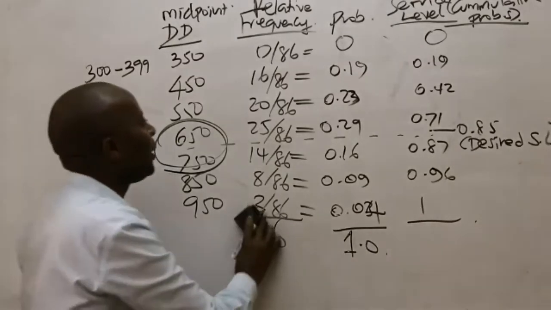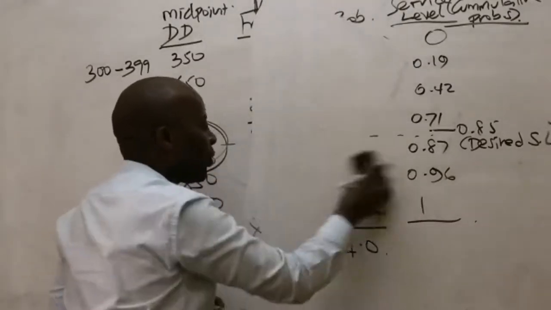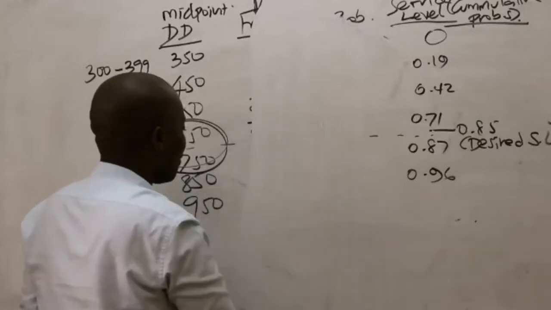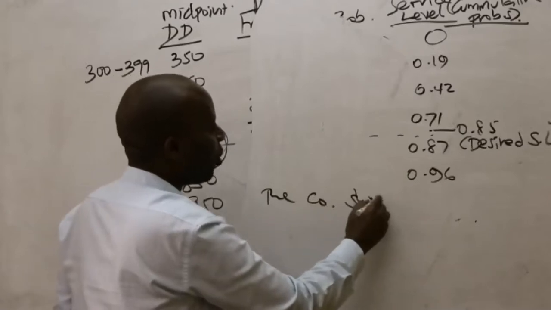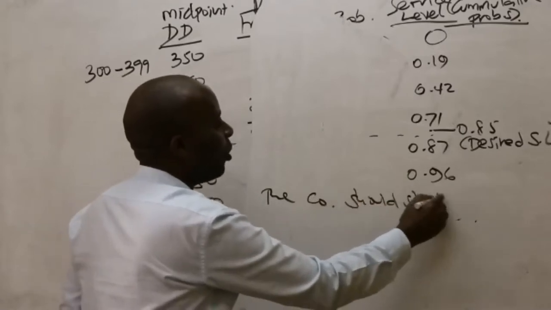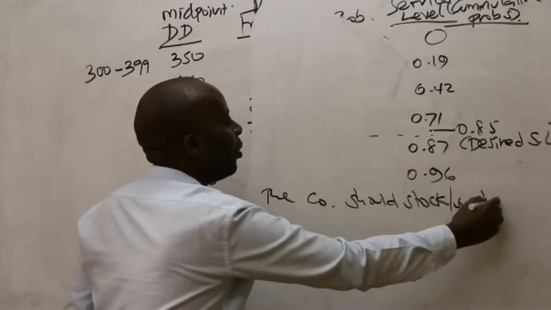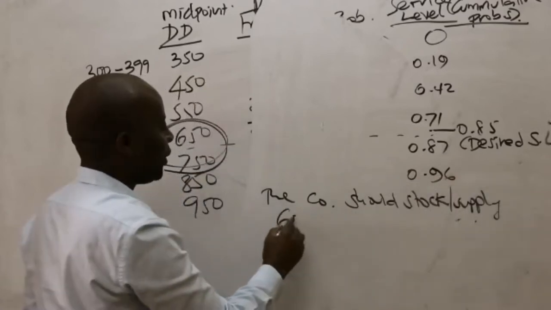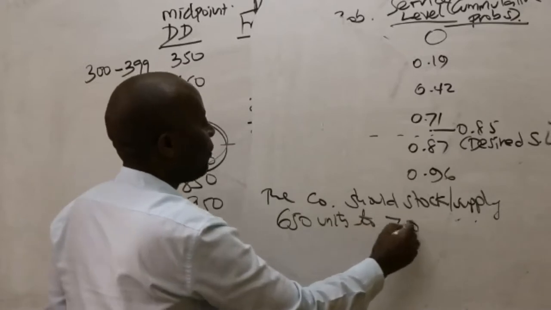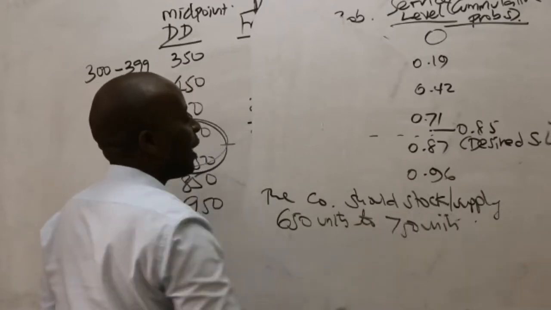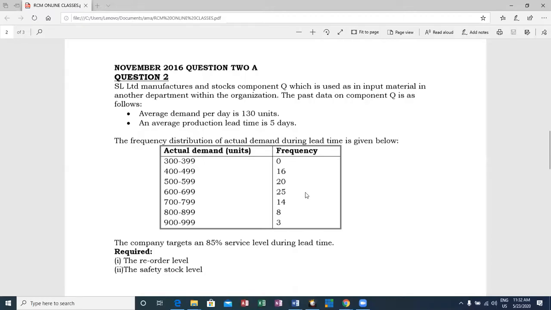I would want to make this very clear because we are saying that the company should stock or supply 650 units to 750 units. We are writing there that the company should stock 650 units to 750 units in between there.